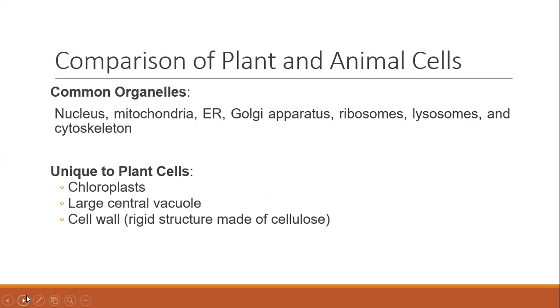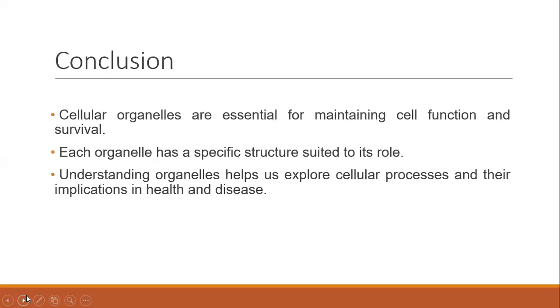Now, when we compare plant and animal cells, we discover that certain organelles are common to both. For instance, the nucleus, the mitochondria, endoplasmic reticulum, Golgi apparatus, the ribosomes, the lysosomes, and the cytoskeletons are found in both plant and animal cells. However, chloroplast, large central vacuole, and cell wall are basically found in plant cells. They are unique to plant cells.